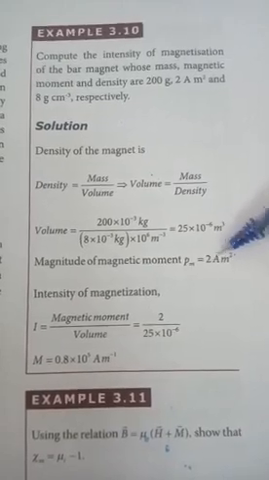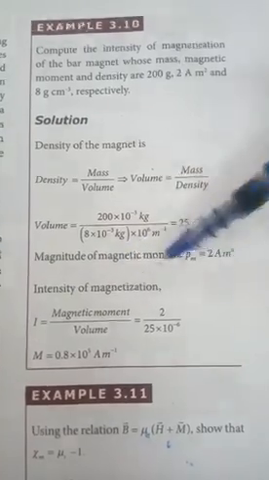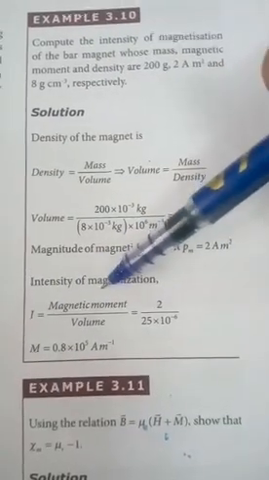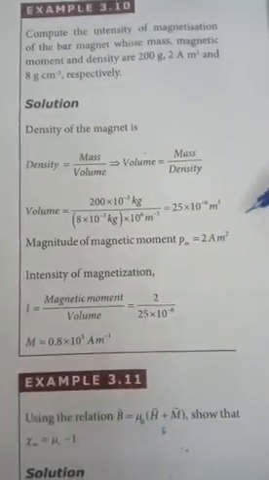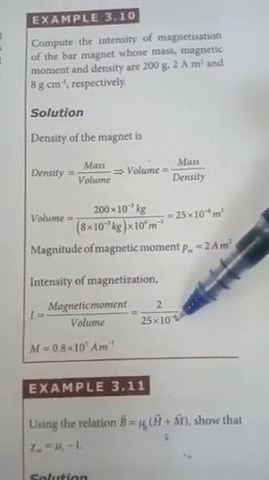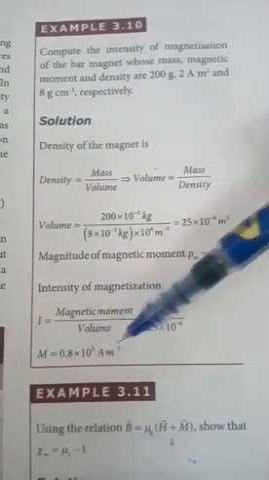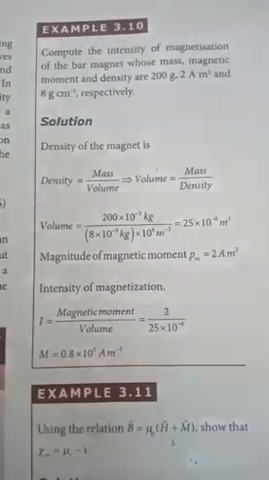The magnitude of the magnetic moment Pm, which is 2 A, that is ampere meter square, is already given. So let's find the intensity of magnetization. I is equal to magnetic moment divided by volume. The magnetic moment is already given as 2, divided by the volume 25 into 10 to the power minus 6. So finally you will get M equal to 0.8 into 10 to the power 5 ampere per meter.